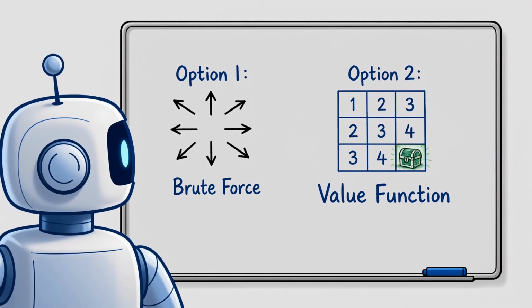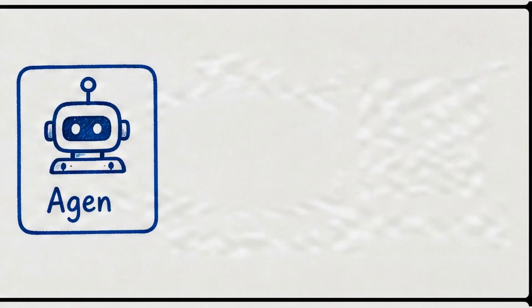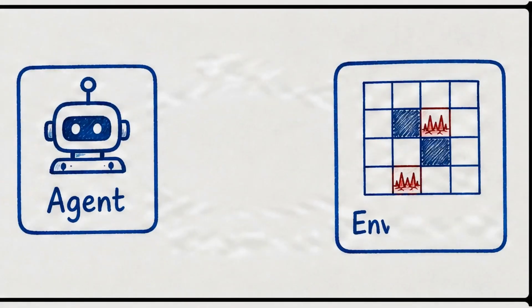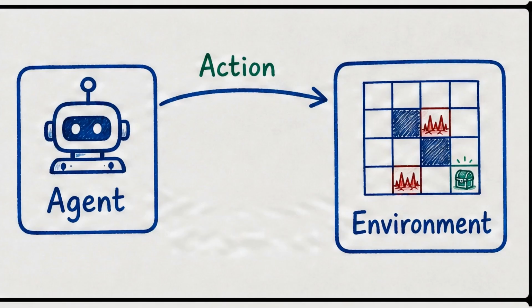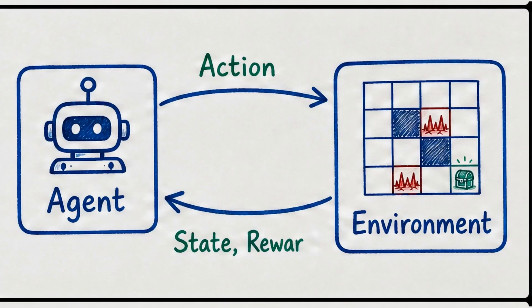Two flavors of value function. V of S, the state value function. How good is it to be in state S, assuming you follow your current policy from here on out? It answers, what's this state worth? Q of S, A, the action value function. How good is it to be in state S and take action A, then follow your policy after that? It answers, what's this state-action pair worth?